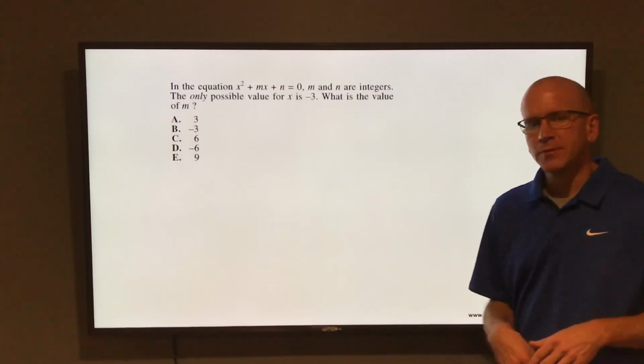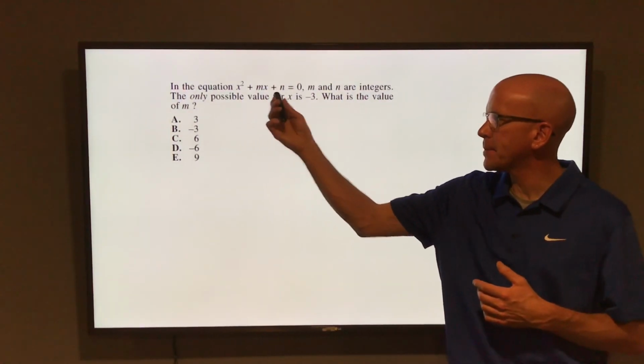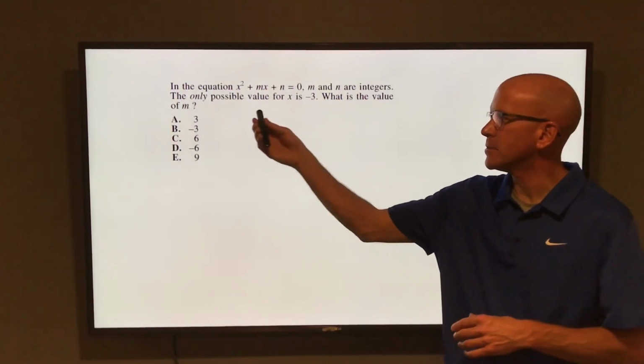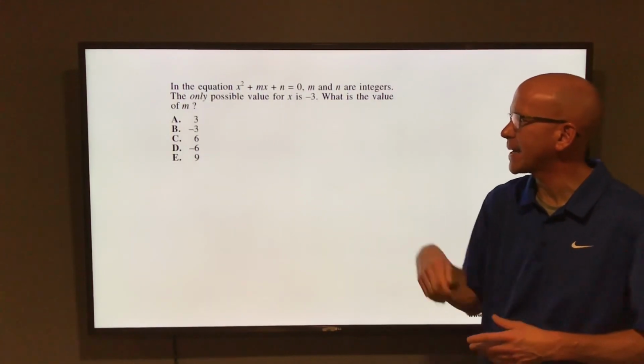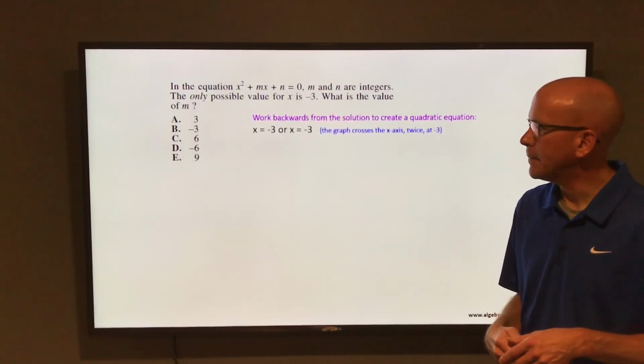This is one people often struggle with, but there's really no reason for it, especially if you've been through Algebra 2. In the equation x squared plus mx plus n is equal to 0, m and n are integers, the only possible value for x is negative 3. What is the possible value of m?